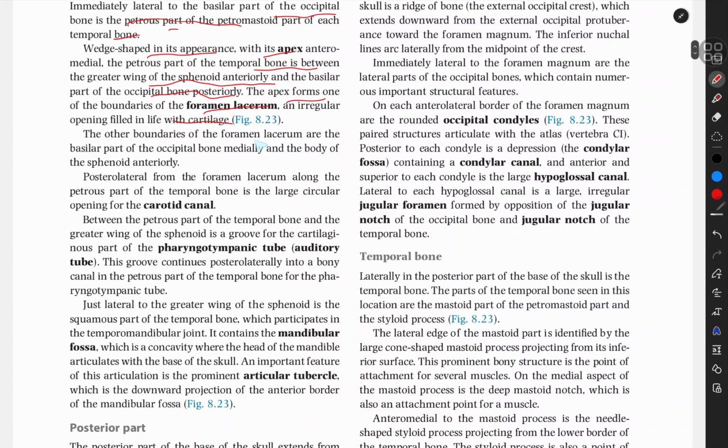The other boundaries of the foramen lacerum are the basilar part of the occipital bone medially and the body of the sphenoid bone anteriorly. Posterolateral from the foramen lacerum, along the petrous part of the temporal bone, is the circular opening for the carotid canal.